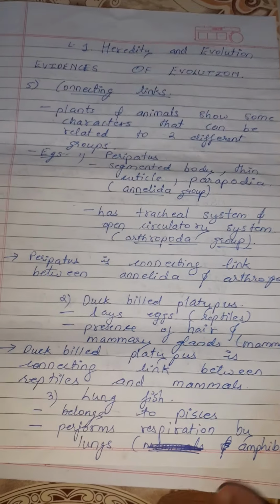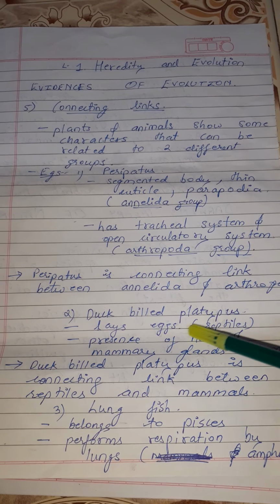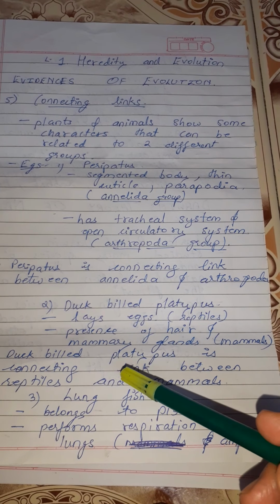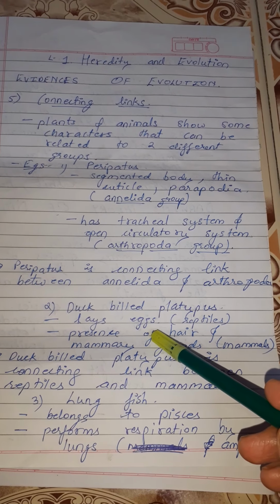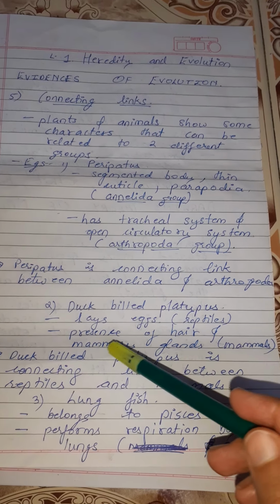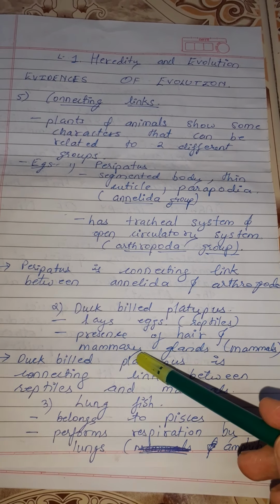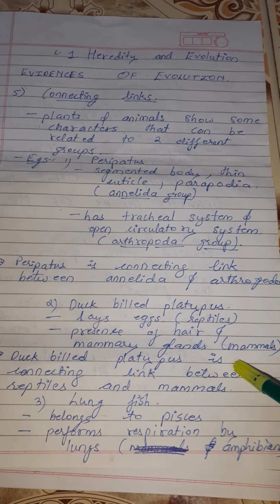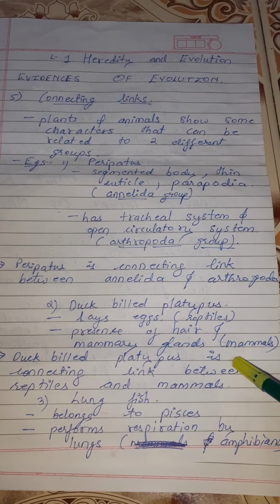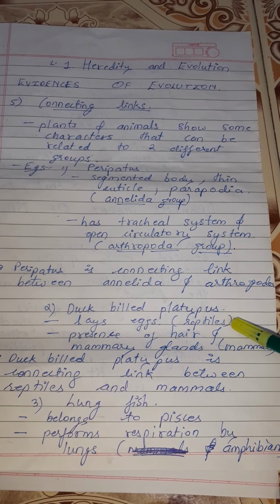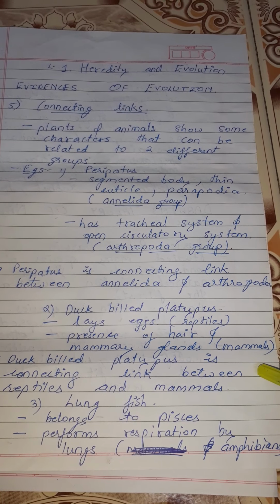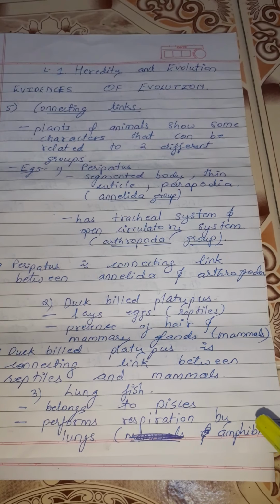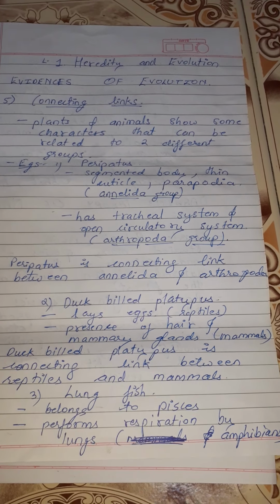Next example of connecting link is the duck-billed platypus. This is an animal. We are going to see the characteristics. It lays eggs, which is a characteristic of reptiles. It has hair on its body, and it has mammary glands for feeding the young ones, for feeding the babies, and this is a characteristic of mammals. So the duck-billed platypus shows characteristics of reptiles and of mammals. So it is a connecting link between reptiles and mammals. And this also proves that reptiles and mammals have common ancestors.